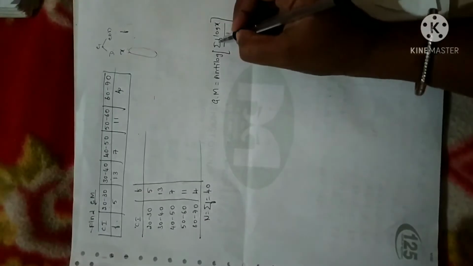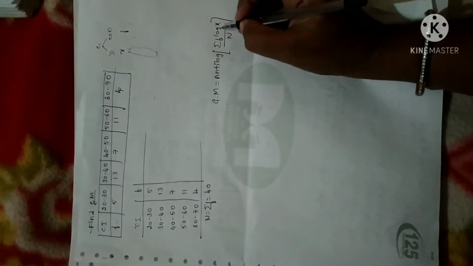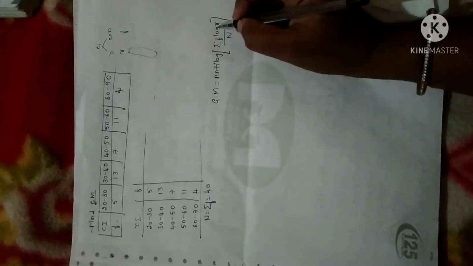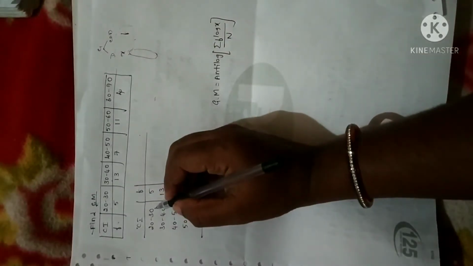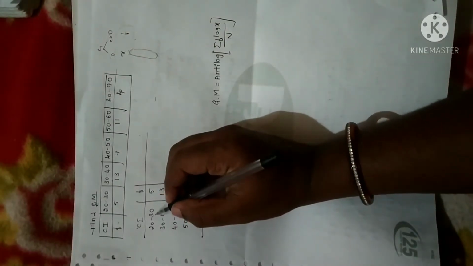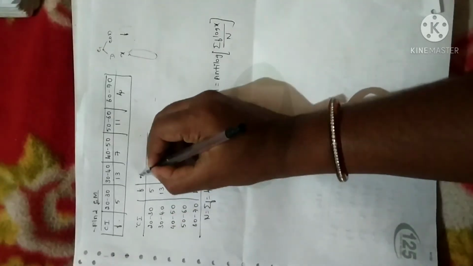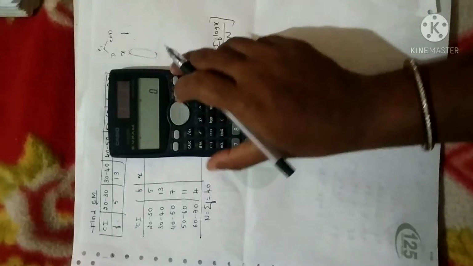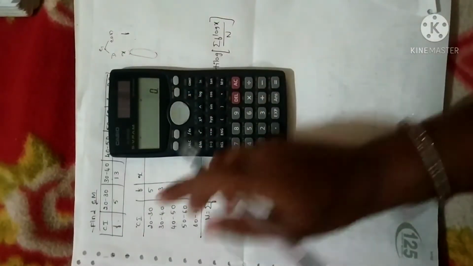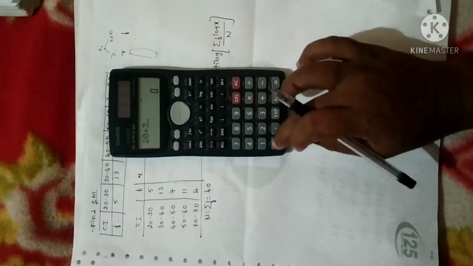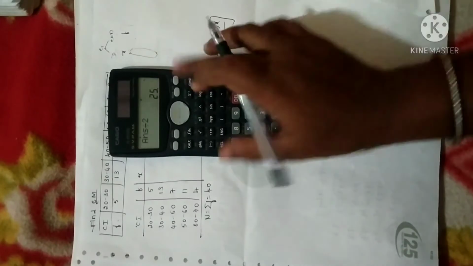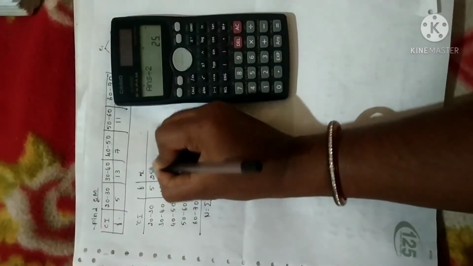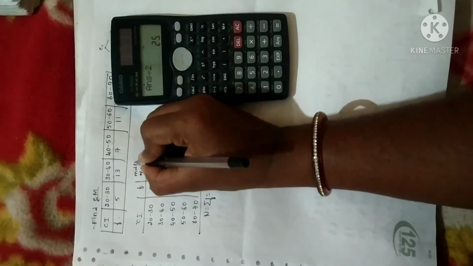Now what else we require is f into log x, but in order to find log x we need the values of x, and in the given problem x values are not given, so we have to find them. As I already told you, when class intervals are given, we can find x values easily by adding the limits and dividing by 2, that is 20 plus 30 divided by 2, so you will get 25. X is none other than the midpoint of the class interval.